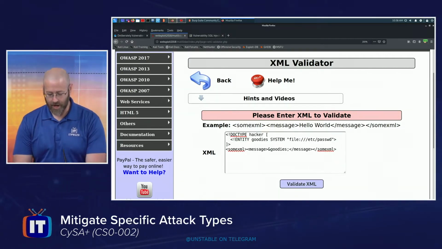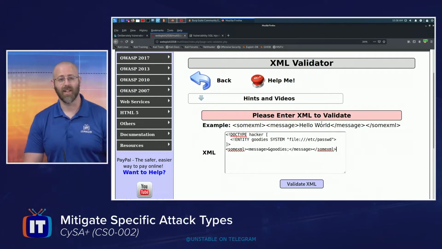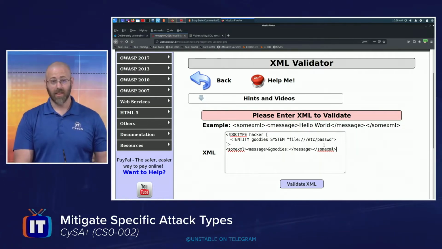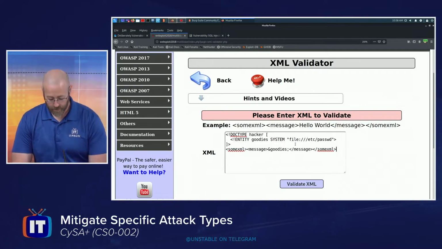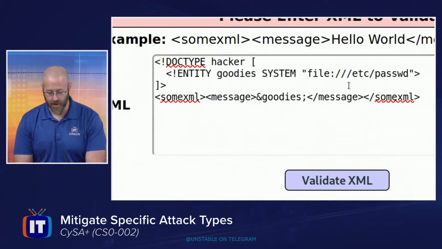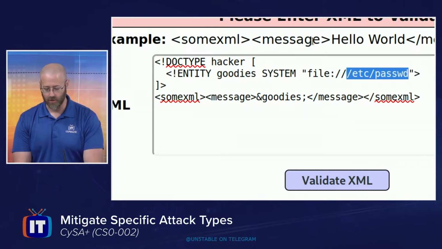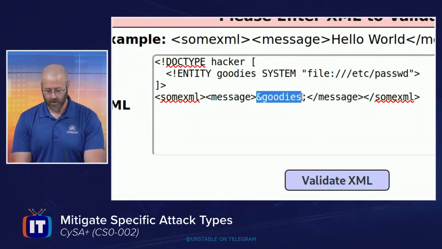Here we are with the XML validator. What we have is an XML parser, and it will actually take in XML and then see if it can validate that XML to make sure there's no problems with it. The problem is that I might be able to exploit that. You'll notice that right here, I've created this doc type hacker, and then I've created my own entity called goodies. If it works, I will get to read the etc password file, right? And then down here, I just took this example code that it gives us, this hello world, and instead of hello world, I put this right here, which calls my own entity.